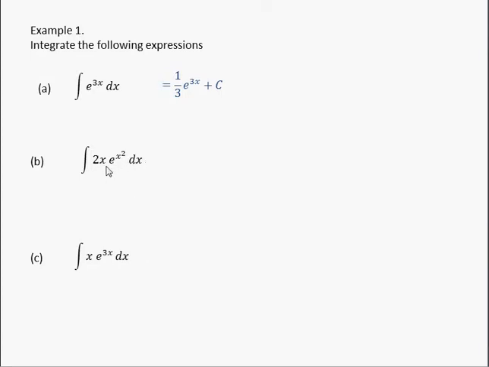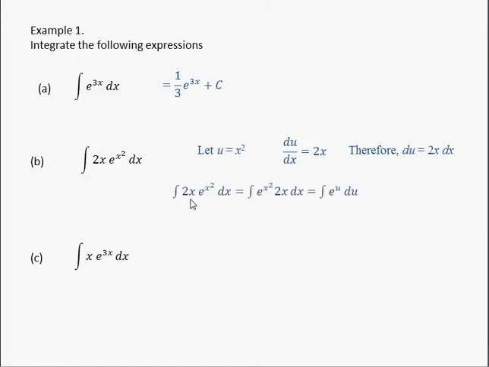Here we have a product, and there's no product rule for integration, so what you need to do is substitute. So we'll take u equals x squared, so du dx is 2x, so du equals 2x dx. Now if we rewrite what we've got here, instead of 2x e to the x squared, we'll write e to the x squared, 2x, dx at the end. So that 2x dx there is replaced with a du, and that e to the x squared is replaced with, or substituted, e to the u.